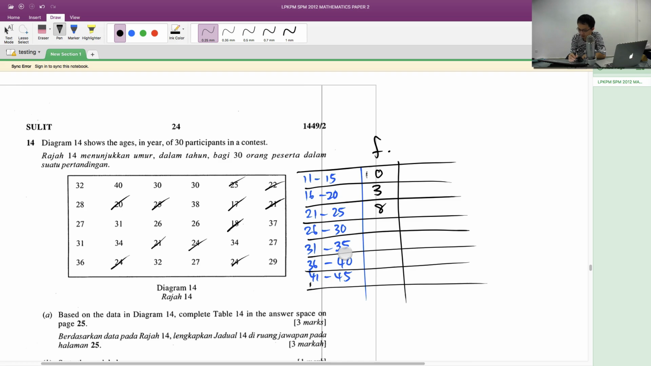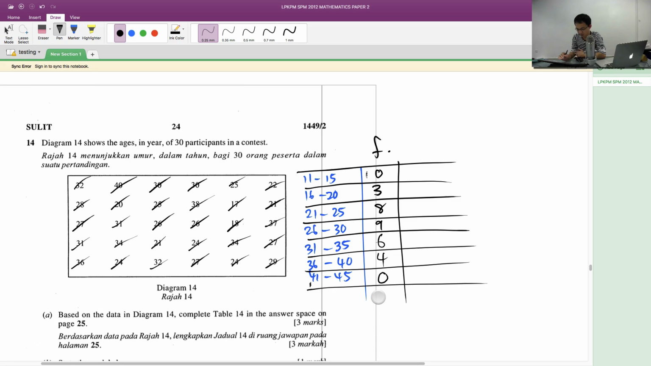26 to 30. Alright, we have 1, 2, 3, 4, 5, 6, 7, 8, 9. We have 9 here. 31 to 35, we have 1, 2, 3, 4, 5, 6. So it's 6. 36 to 40, we have 1, 2, 3, 4. And last one is 0.